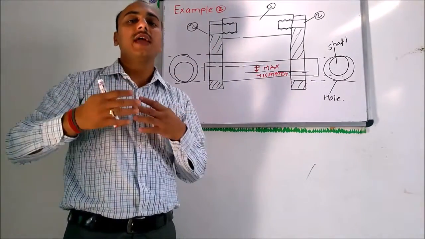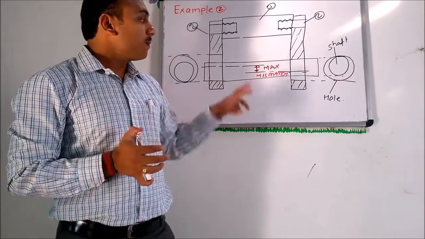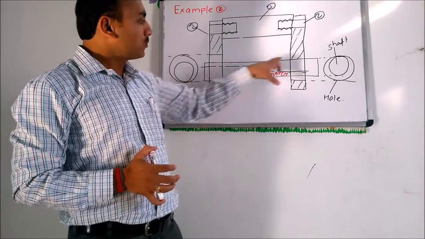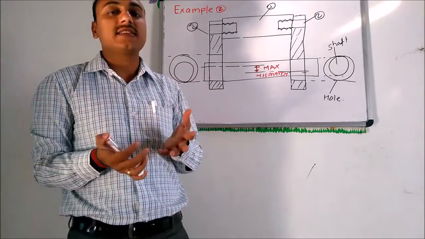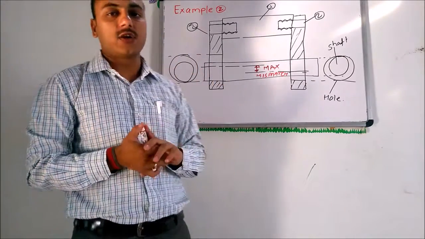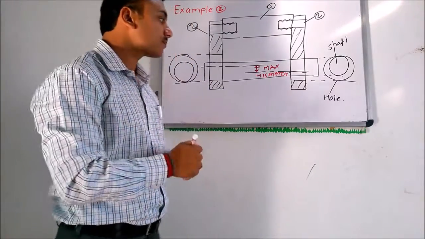So how can we do stack up analysis for that? For this, we can find out the axis mismatch between these both holes, and then we can decide what clearance diameter is required for this diameter of shaft. So how can we prepare the loop diagram in this case?